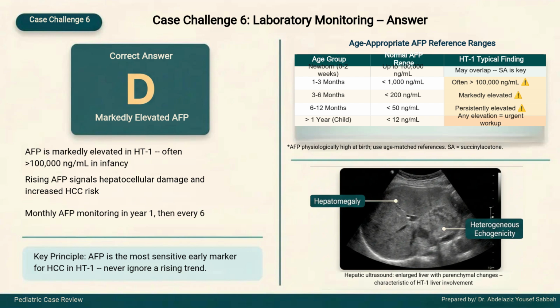The key principle: alpha-fetoprotein is the most sensitive early marker for hepatocellular carcinoma in Tyrosinemia type 1. Never ignore a rising trend.